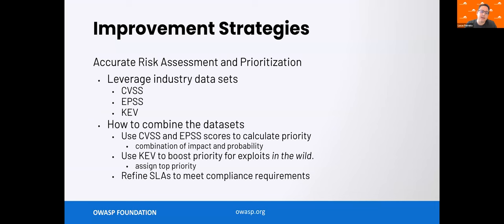Another thing is the need to combine the KEV, the known exploited vulnerabilities. The idea is to increase the priority for CVEs that have an exploit in the wild, which means, if that's seen in an actual attack, let's put this at top priority, because there is a significant and real risk that it can be exploited. And then we had to refine some of the SLAs to meet compliance requirements. We need to be sure our SLAs are adequate to our case, and especially if we have compliance requirements, that we are going to be able to meet them.